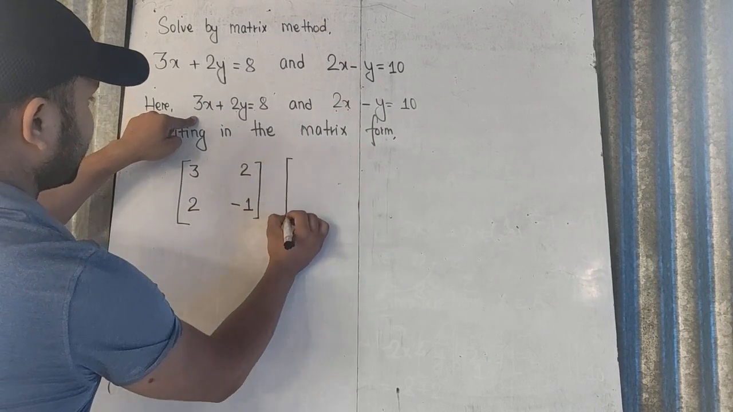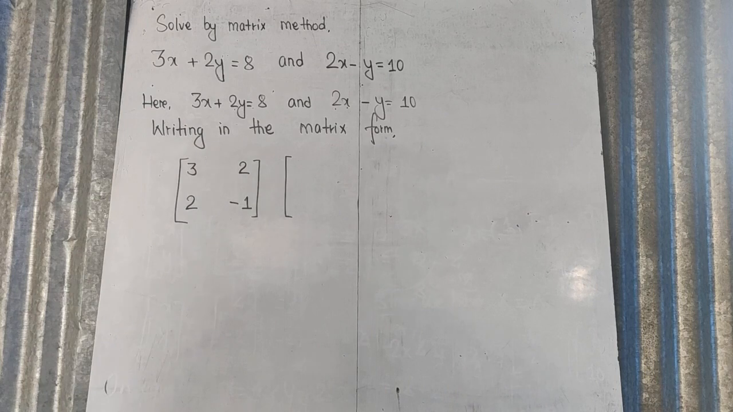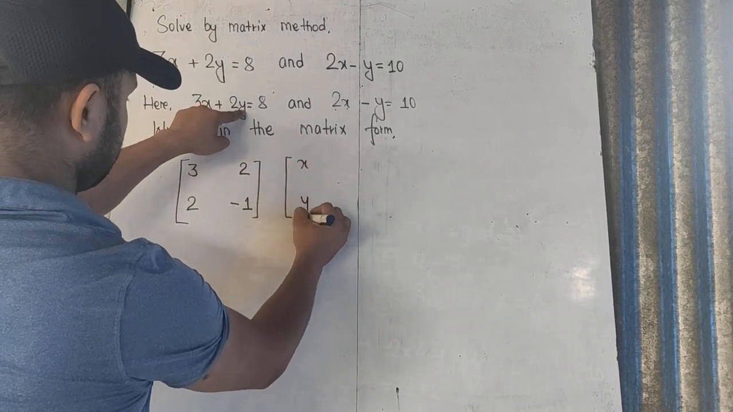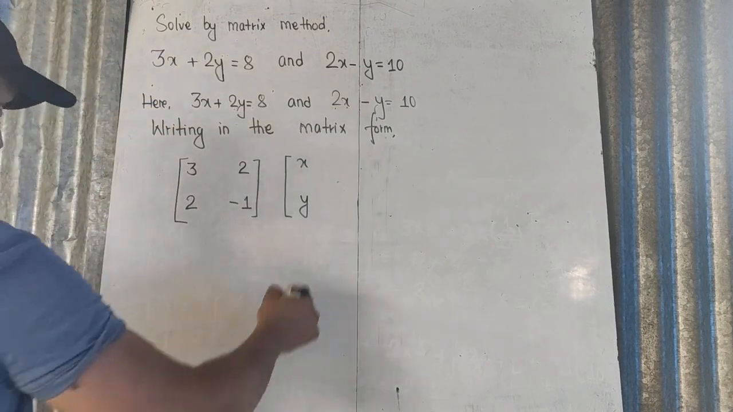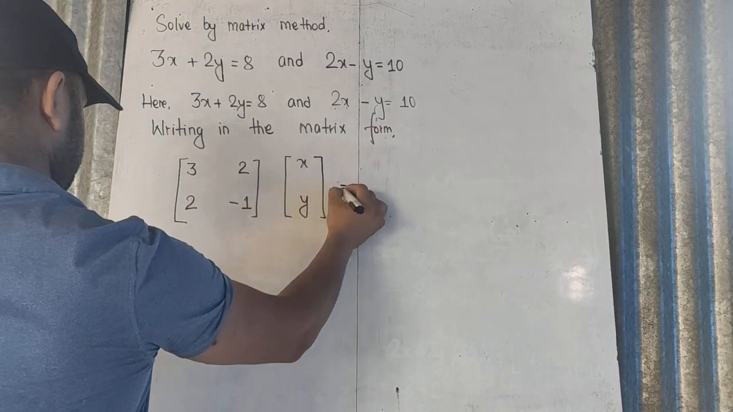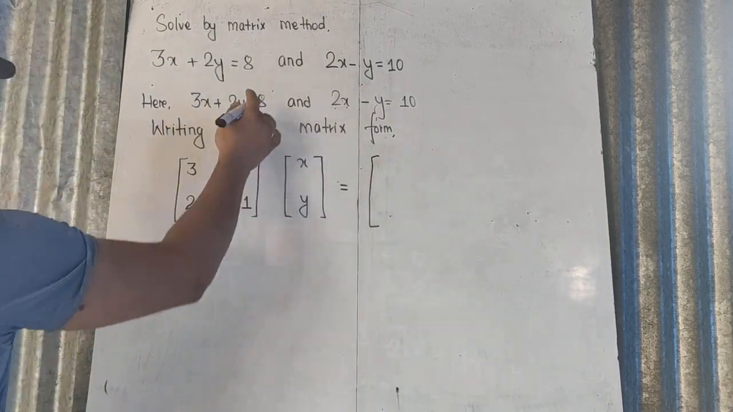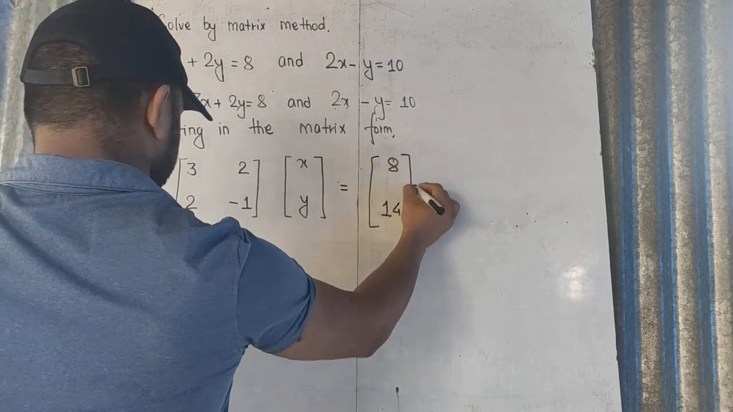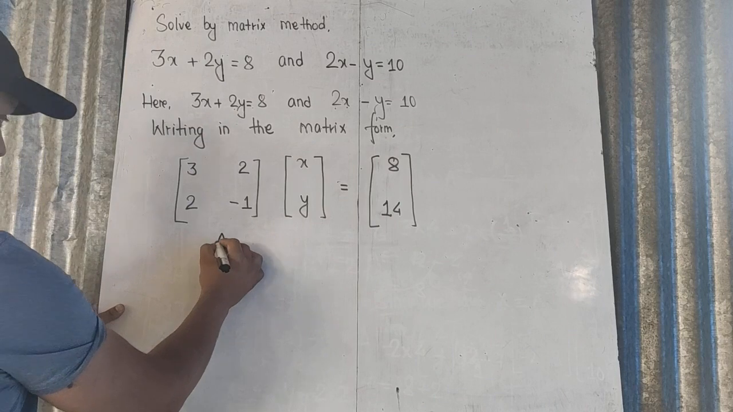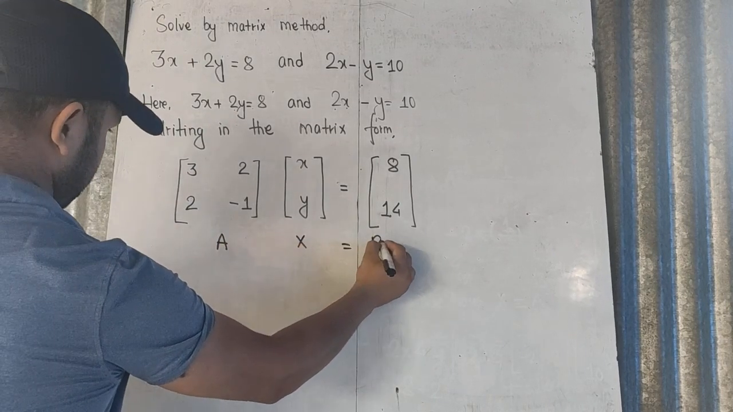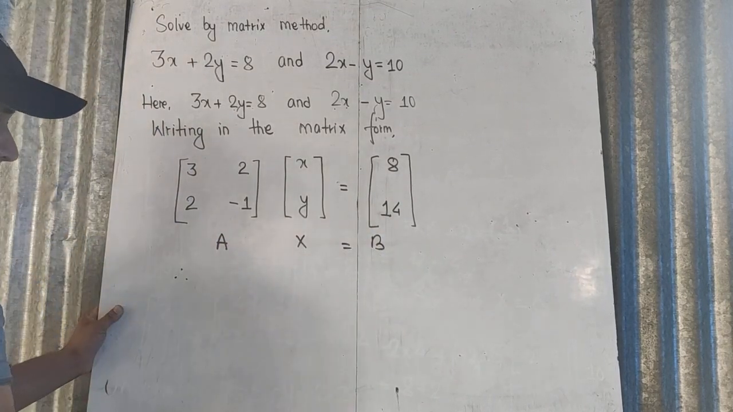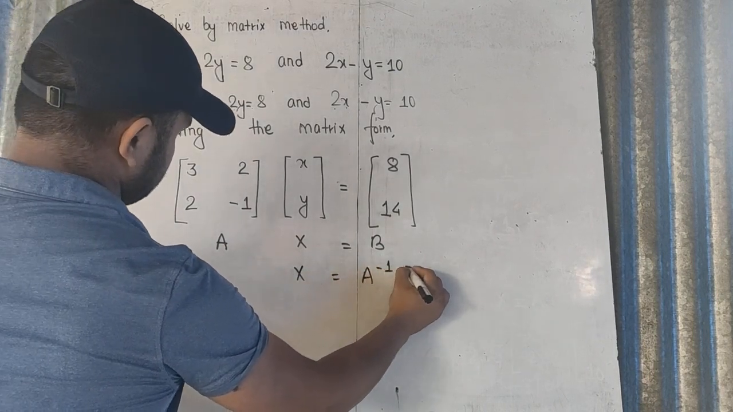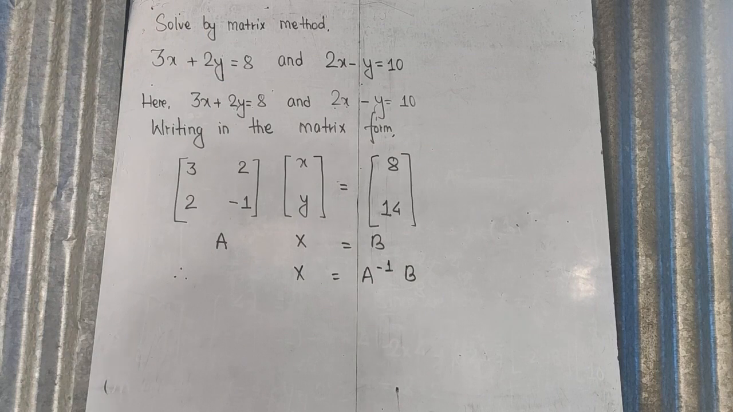Now the variables involved here are x and y. x is in the numerator, y is in the numerator, the same thing happens in both equations. Equals. Now the constant terms after the equal sign are 8 and 10. We denote it AX equals B. Therefore, when AX equals B, then X equals A inverse B. This is how we find the answer.